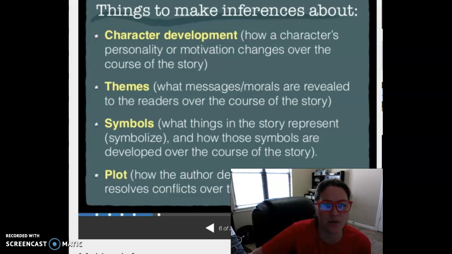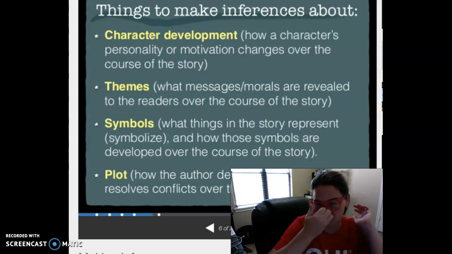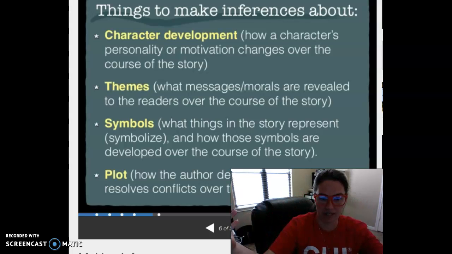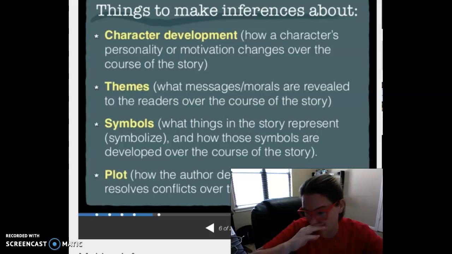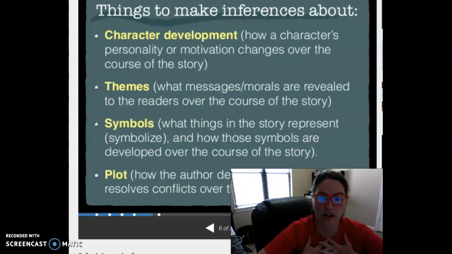So, things that you can make an inference about, specifically in relation to literature. There's character development: how a character's personality, motivation, or attitude changes throughout the course of a story is known as character development. You've probably learned in your English class prior to this about characterization, and that's what we're talking about when we talk about character development. An author is going to create a character and paint them in a certain light so that you can feel some type of way about that character.